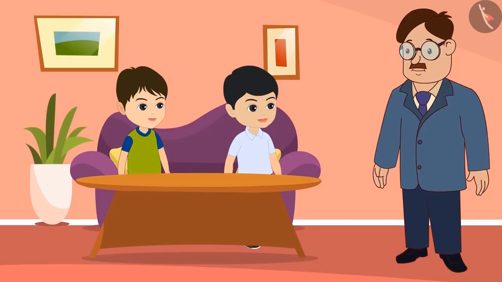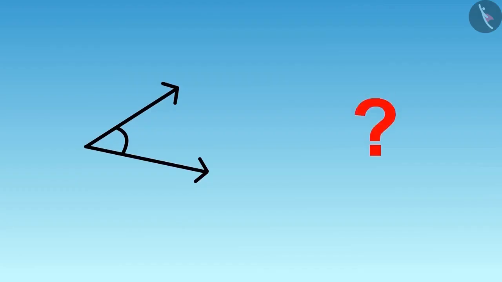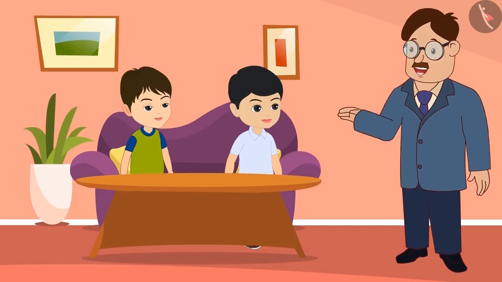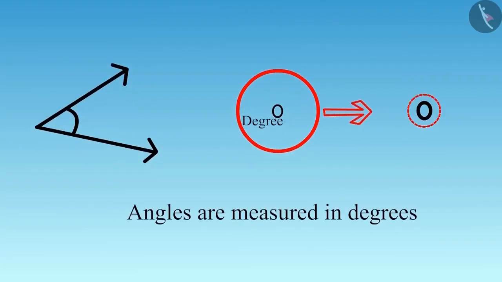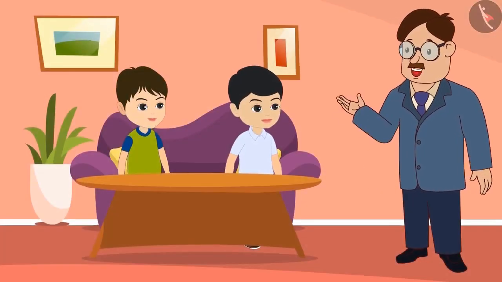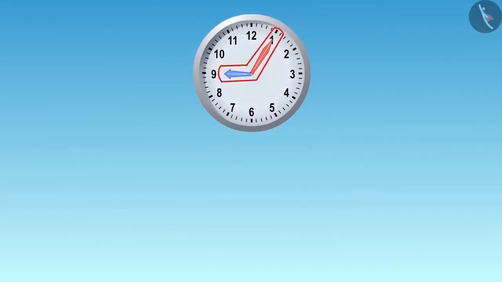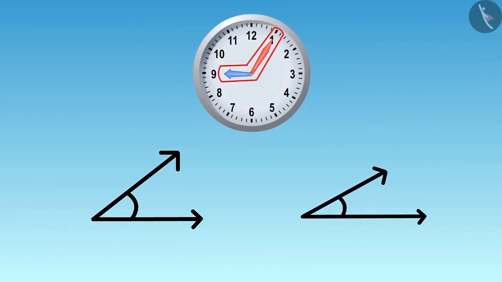than a right angle. But uncle, just like we measure time in hours and minutes, can we measure angle in the same way? Yes, Golu, you can. Angles are measured in degrees, just like knowing the minutes or hours by looking at the clock. We can tell how many degrees the two sides of an angle are making by looking at them.